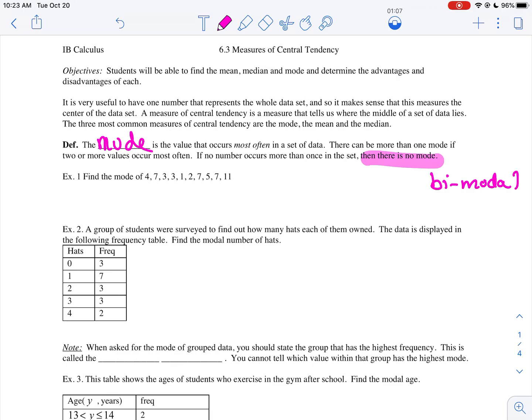All right, so in example 1, which number occurs more often? It's the number 7, because 7 occurs 3 times.